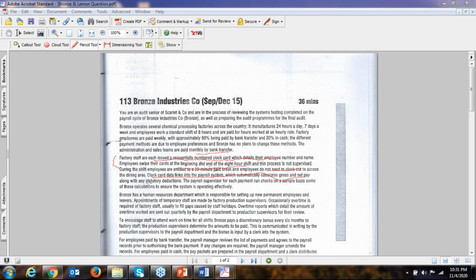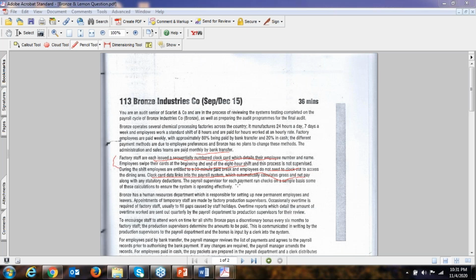It is better to mention that this should reduce the risk of employees' wages and statutory deductions being incorrect, as there is a reduced risk of errors. Okay, so this is the second key control which you have mentioned with the basic logic. Now, what is the third key control?